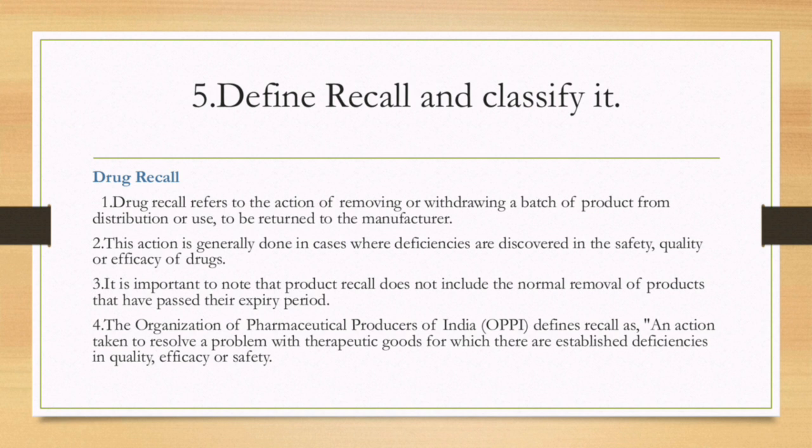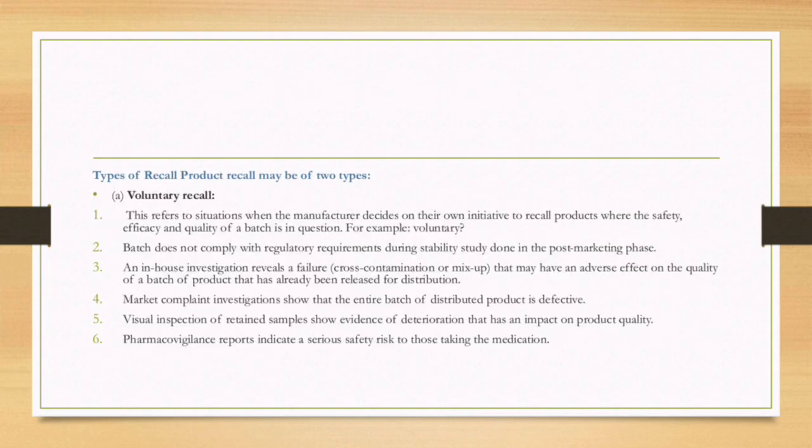Fourth, the Organization of Pharmaceutical Producers of India defines recalls as an action taken to resolve a problem with the therapeutic goods for which there are established deficiencies in the quality, efficacy, or the safety. Types of recall product. Recall may be of two types. First is a voluntary recall. This refers to the situations where the manufacturer decides on their own initiative to recall the products where the safety, efficacy, and the quality of the batch is in question.